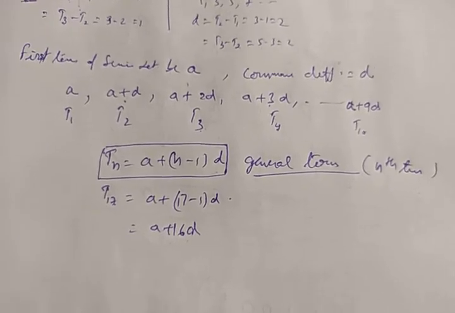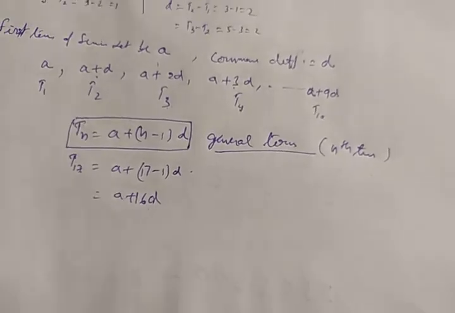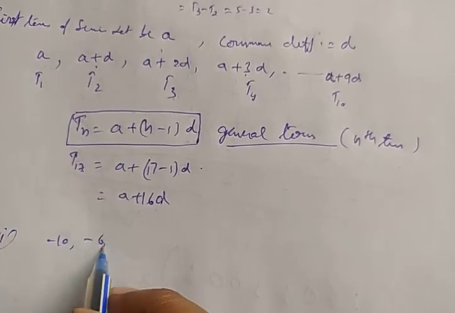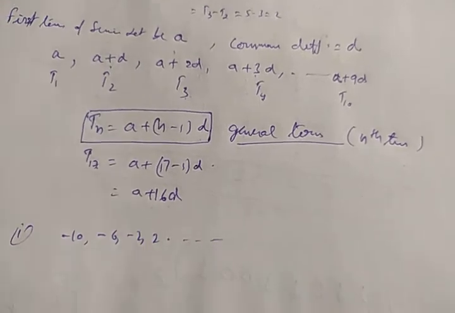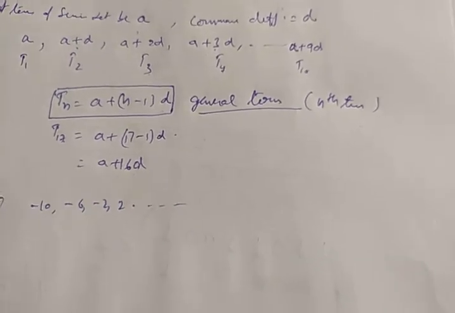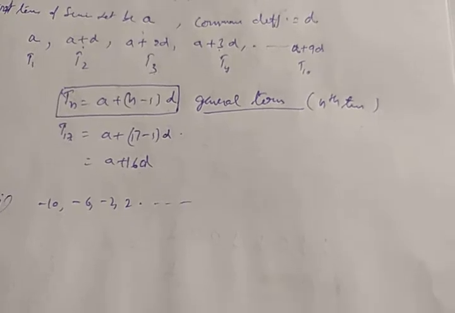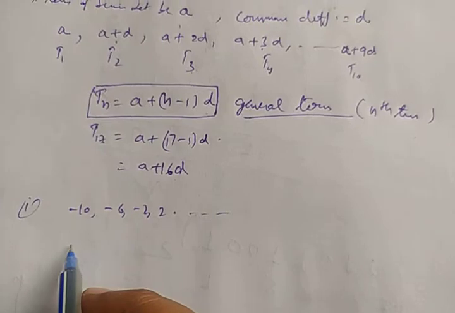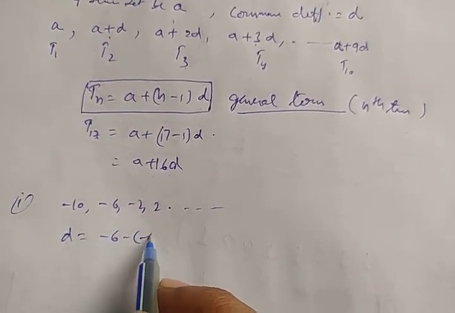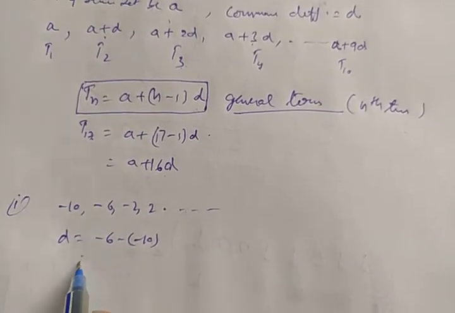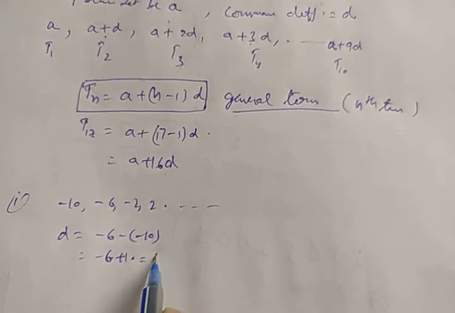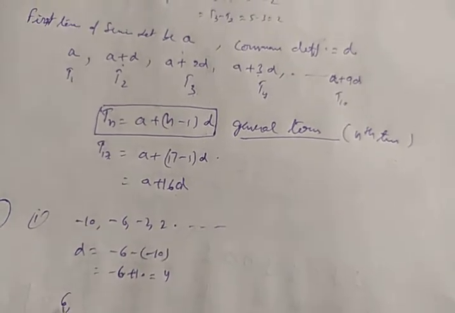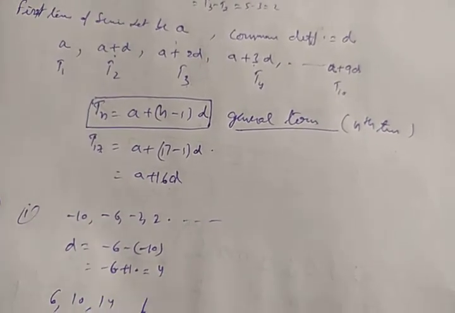Now I should take some examples. The series has been given in question 1, first part: minus 10, minus 6, minus 2, 2 onwards, and the question is saying calculate the next 3 terms. It is so simple. Obtain the common difference. Common difference D is obtained by minus 6 minus minus 10. You should take care of the signs. Minus 6 plus 10, that is 4. 4 is the common difference. The next 3 terms would be 2 plus 4 is 6, 6 plus 4 is 10, 10 plus 4 is 14. This would be the answer.